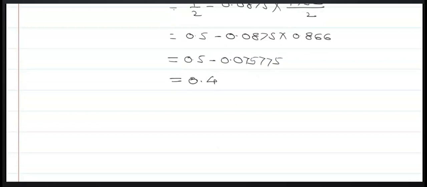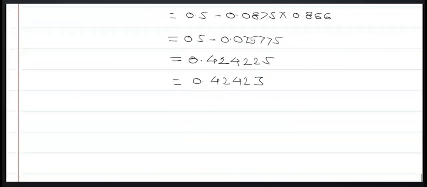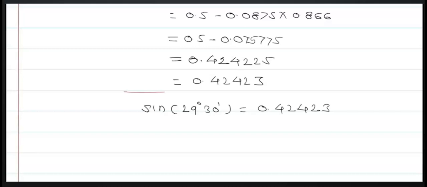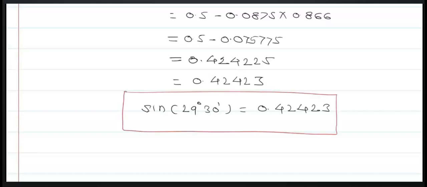that is 0.4242, that is approximately 0.42423. Therefore, sine of 29 degree and 30 minutes is equal to 0.42423. This is the value.